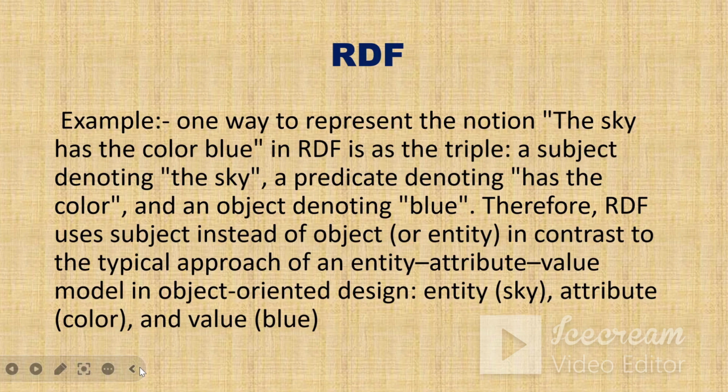So let's understand with an example. One way to represent the notion the sky has the color blue in RDF is as a triple, right? A subject denoting the sky, a predicate denoting has the color and an object denoting blue. Therefore, RDF uses subject instead of object or entity in contrast to the typical approach of an entity attribute value model in object oriented design. Entity: sky, attribute: color, and value: blue.